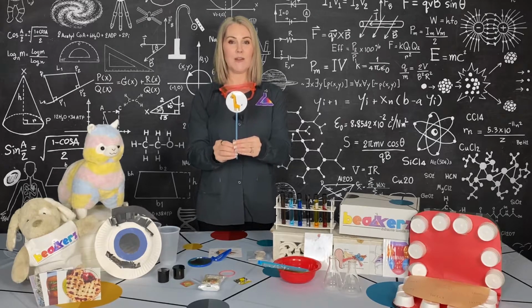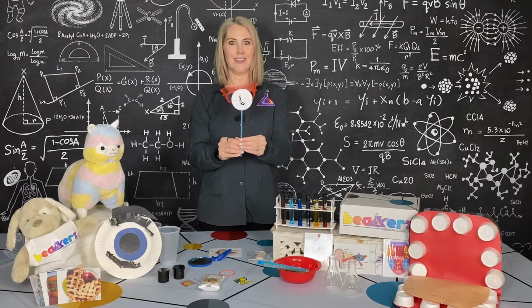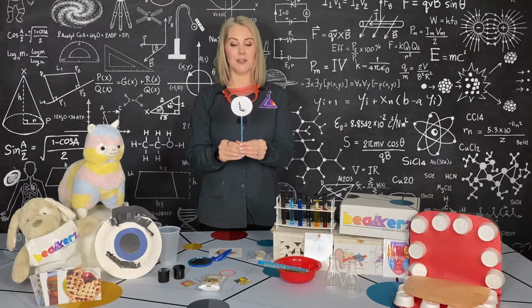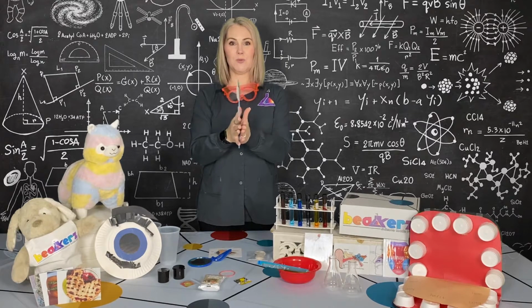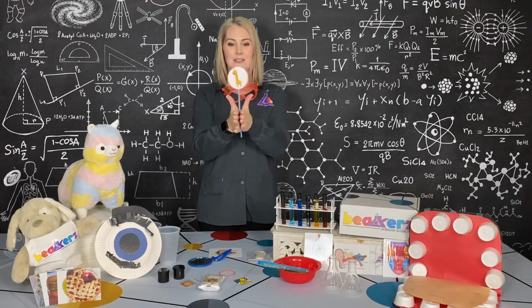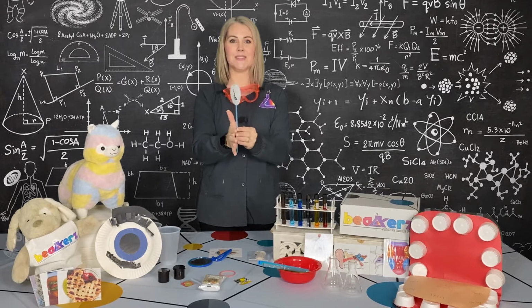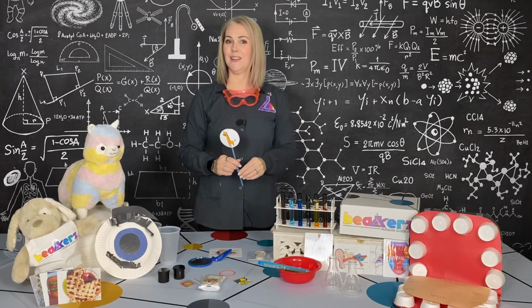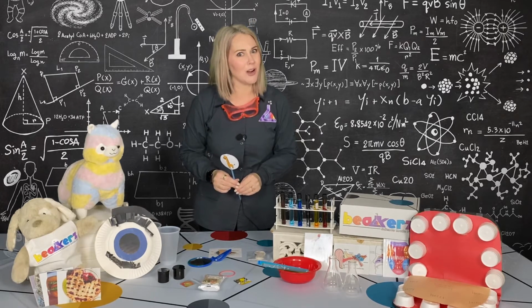So on one side we have one picture, and on the other side we have another picture. But if you put it between your hands and spin it, it might look like one image. Pretty cool. Practice doing it fast and slow and see what your eyes and your brain can figure out. Did you know that's how cartoons were made?